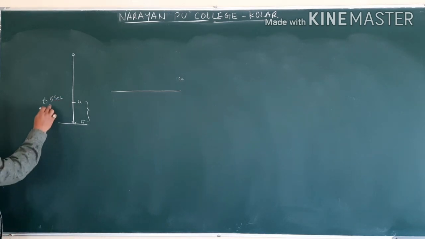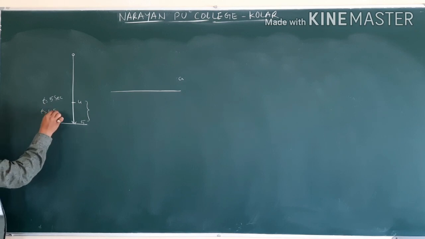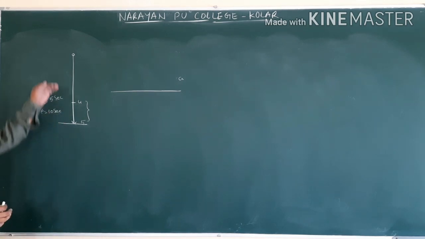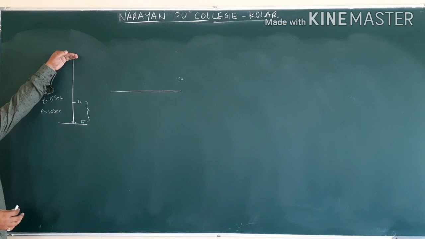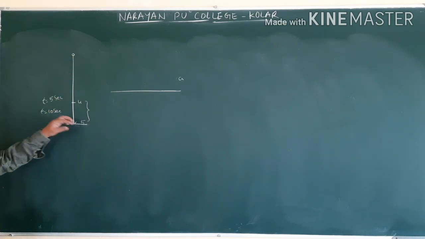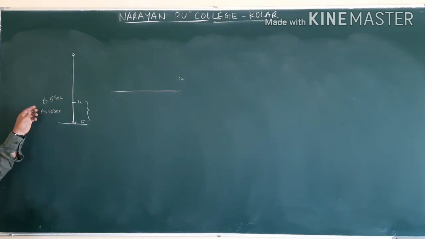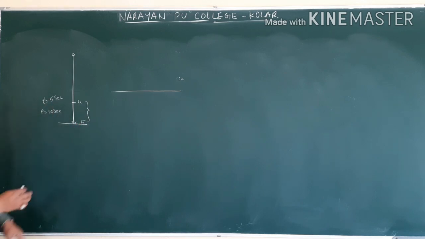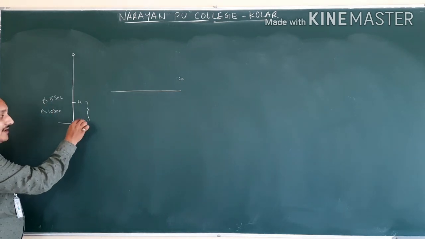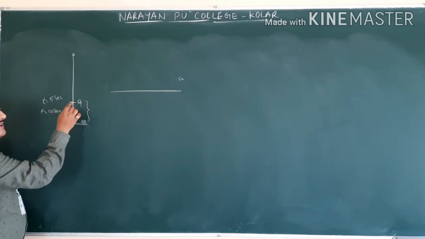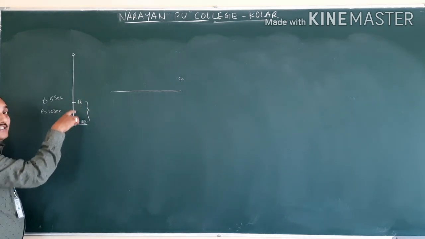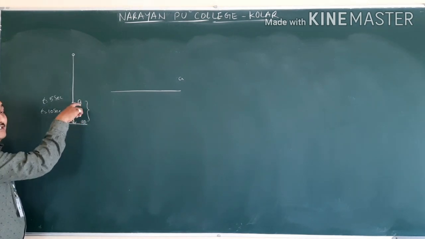If the time is 10 seconds, if you have dropped an object from here and it is coming to the ground in 10 seconds, then what is the distance covered in the last second? Here it will be 10, and here 9. So from 9 to 10 seconds, how much distance is it traveling?